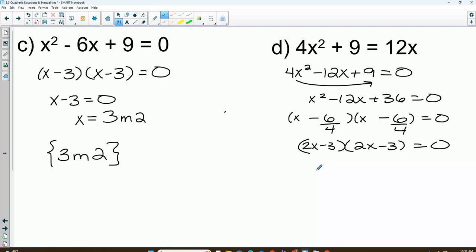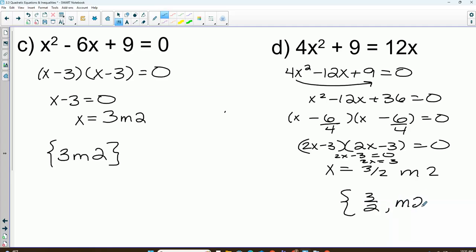Okay, if you set that equal to 0, what do we get? 2x plus 3. X is 3 over 2, but that was for both of them, so it's a multiplicity of 2. All right. Any questions there? Okay. We will pick up with this tomorrow. No homework tonight.